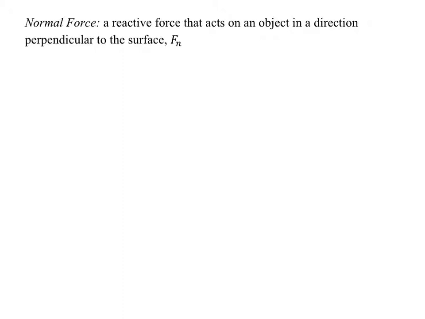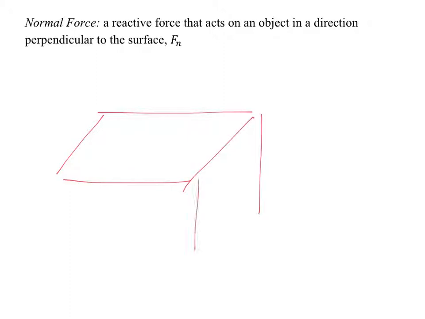Now, it's not normal for any other reason besides a mathematical term. Let me explain what normal means. So draw yourself a table surface. Put some legs in the table maybe. Then put an object on that table. Now, the way it works is as follows. The table pushes straight back up, perpendicular to the surface.